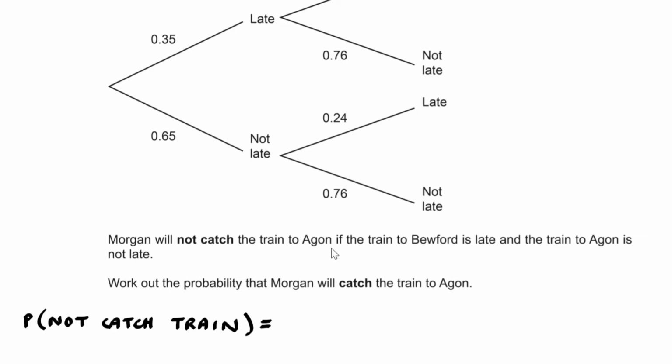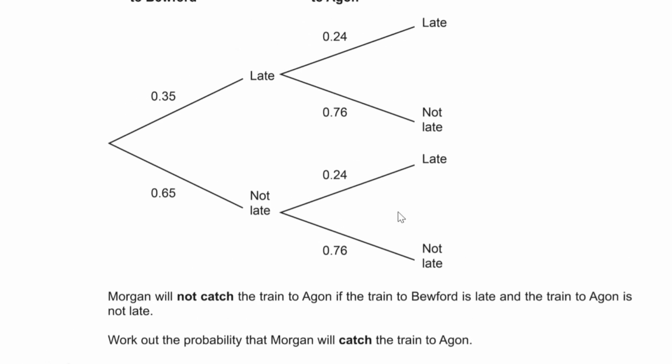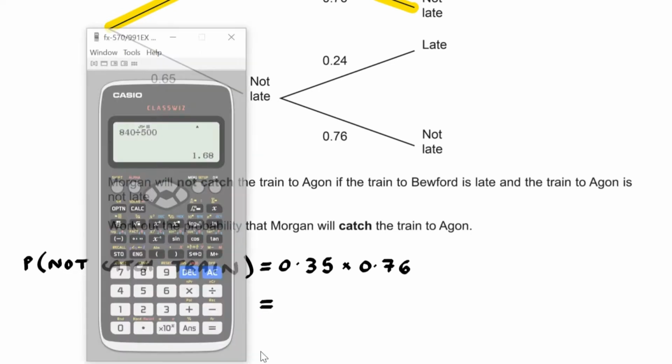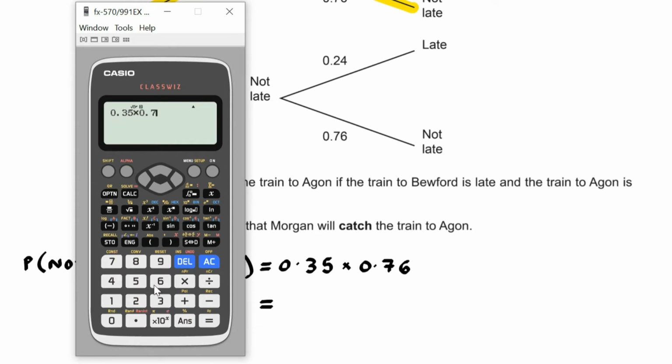First of all, we can find the probability that she will not catch a train. Well, she will not catch a train if the train to Beaufort is late, and she will not catch a train if the train to Argonne is not late. So therefore, the probability that she does not catch a train, that will equal 0.35 multiplied by 0.76. So if we work out this probability, it turns out we get 0.266.